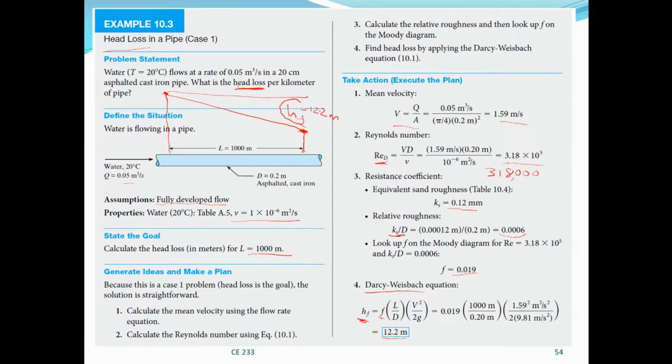And why does it reduce? Because of the frictional head loss. As it is flowing, the mechanical energy is being converted to thermal energy, which is wasted. We cannot use it. That's why the pressure of the fluid is decreasing.